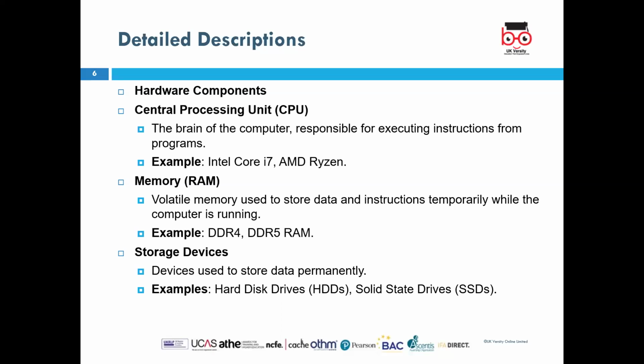Depending on what sort of computer capacity you're looking for, you choose a CPU. Our random access memory, our RAM, is volatile, as we said, and is used to store data and instructions for temporary, quick access. There are various types of RAM available in the market. Then our storage device is used, as we said, to store permanently, and we have hard disk drives such as HDD or solid state drives such as SSD.